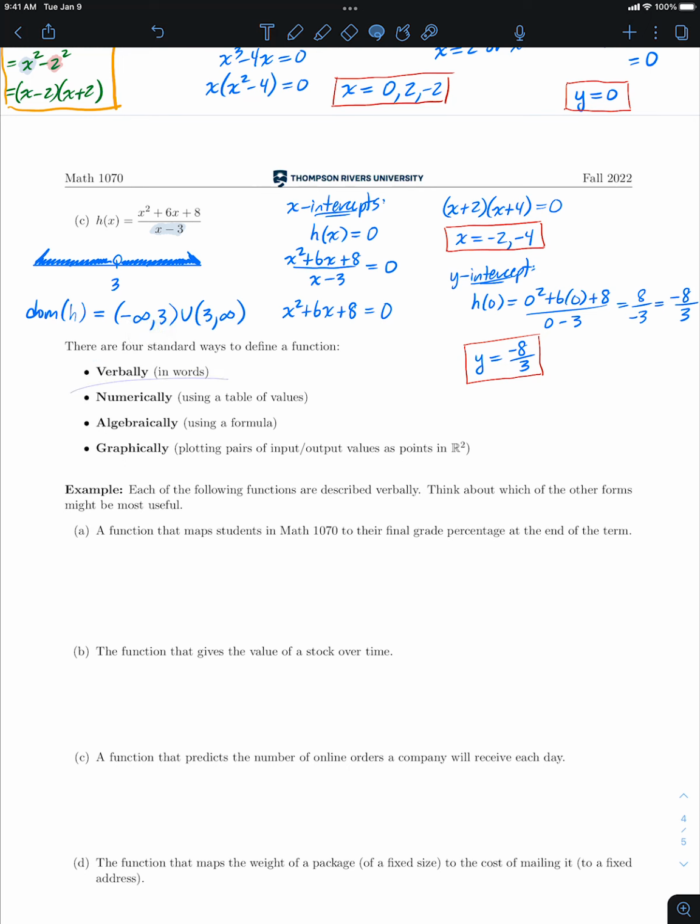Okay, so numerically, that's another method. Well, we've done a couple of examples of looking at functions and writing down a table of values for them. Well, imagine if that's all you had was the table of values and you didn't actually have a formula for the function, or you didn't understand the rule. All you had was a table of values to work with. And if that's the case, then that's all you have to work with.